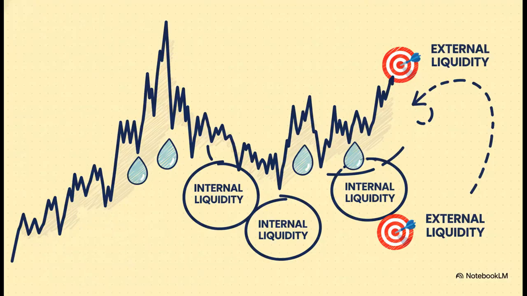Now, this liquidity basically comes in two main flavors. You've got external liquidity. Those are the big targets, the major swing highs and lows. And then you have internal liquidity, which is all the smaller pools of orders and imbalances that form inside that larger range. The market is just constantly moving from one to the other.